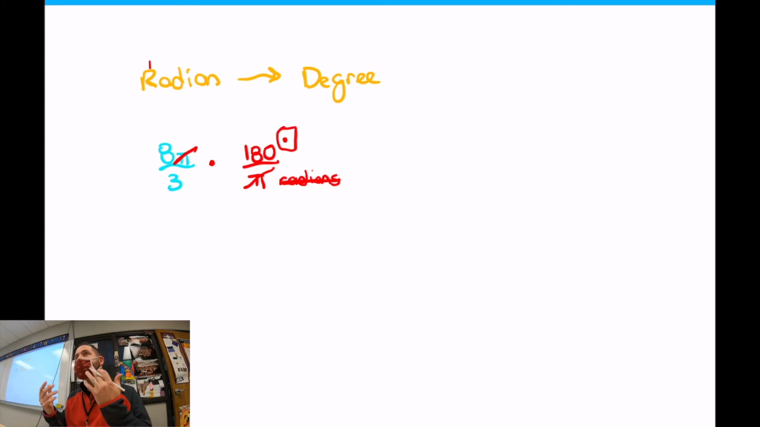That's how I can tell which fraction to use. Is it pi on the bottom or is it on the top? Well, what do I need to cancel out? If I need to cancel out degrees, put the 180 on the bottom. If I need to cancel out radians, put the pi on the bottom.